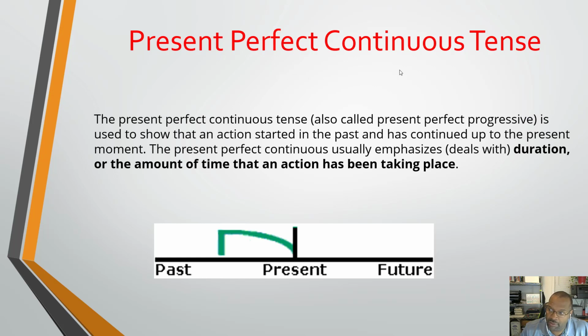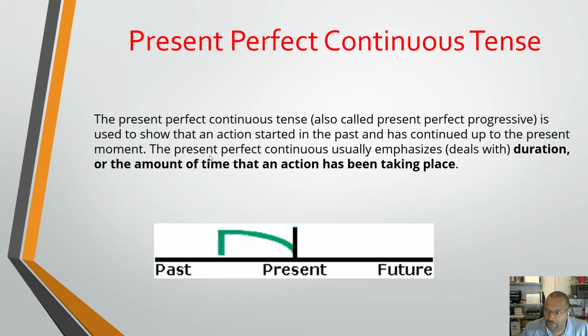Now we've been using this tense when we've had discussions and things like that, but this is our first formal introduction to this tense. All right, and the tense is present perfect continuous. All right, the present perfect continuous tense, also called present perfect progressive tense, is used to show that an action started in the past and has continued up to the present moment. All right, so it happened in the past and it is still going to now.